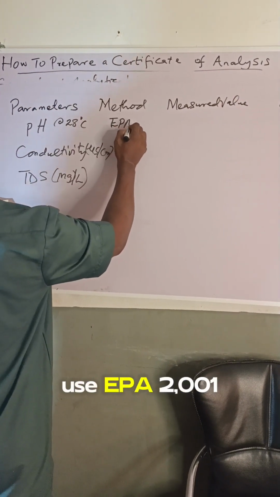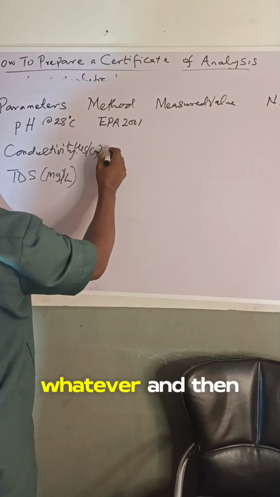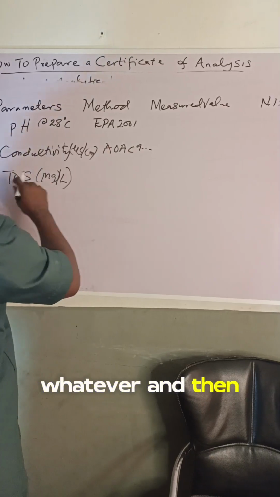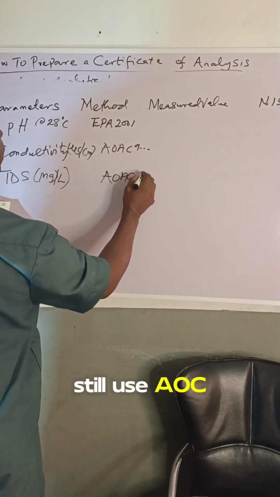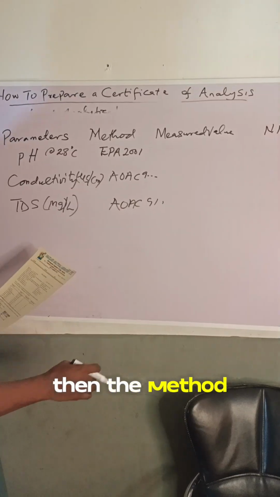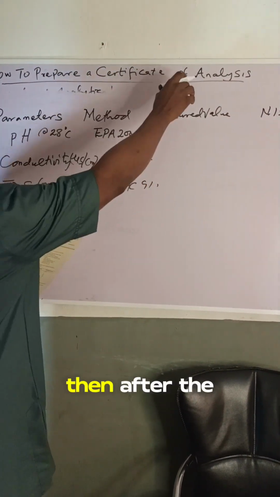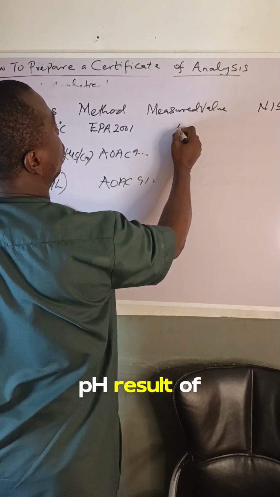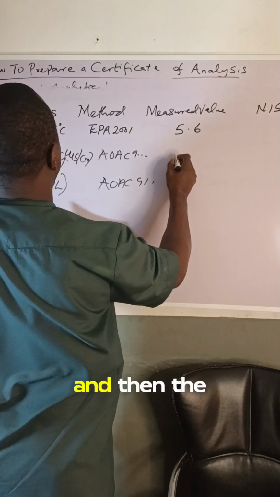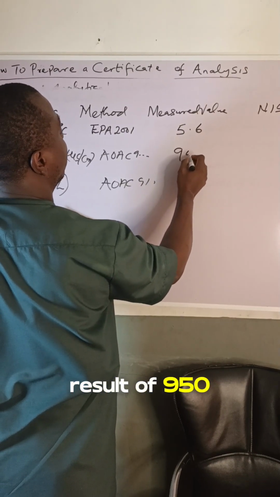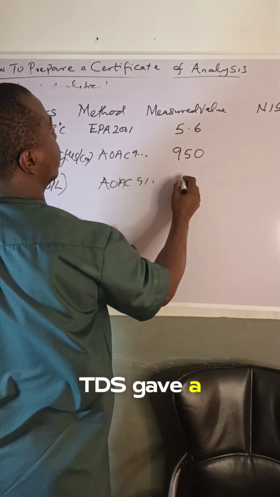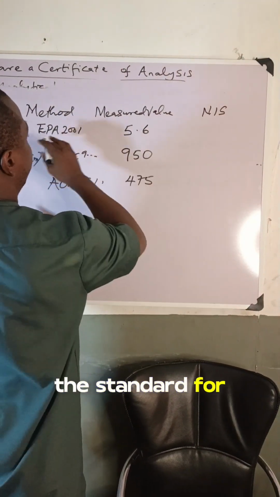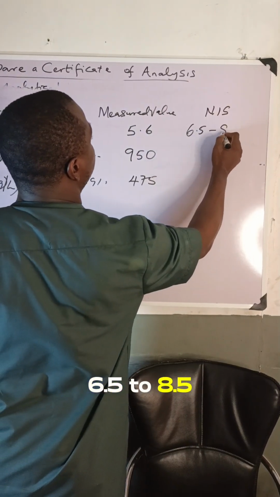Assuming that you use EPA 2001 whatever, and then for conductivity the method you use is AOAC 9 whatever, and then for TDS you still use AOAC 911 or whatever, then the method number has to be clearly stated. Then after the analysis, presumably the sample analysis gave a pH result of 5.6, and then the conductivity gave a result of 950, and then the TDS gave a result of 475. And then in this, the standard for drinking water pH is between 6.5 to 8.5.